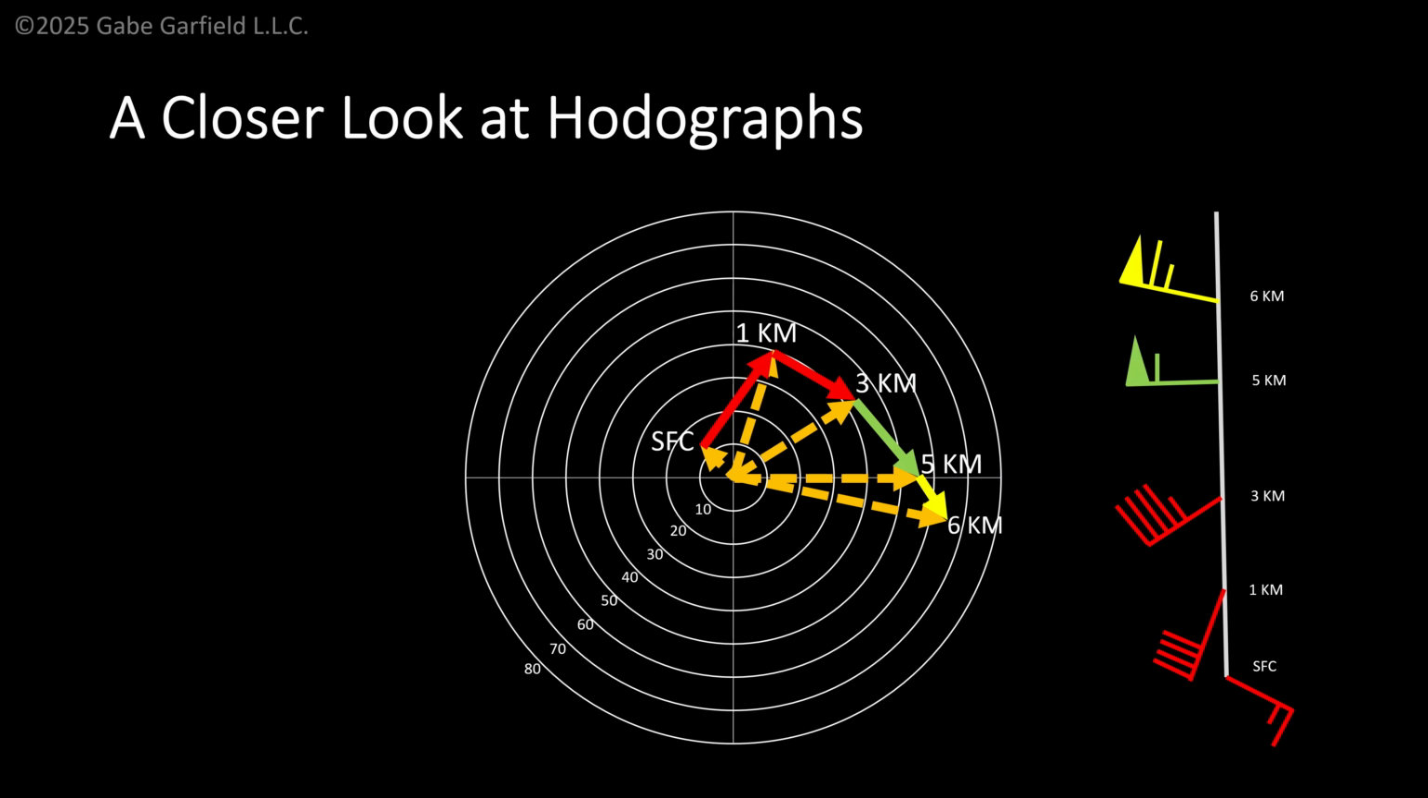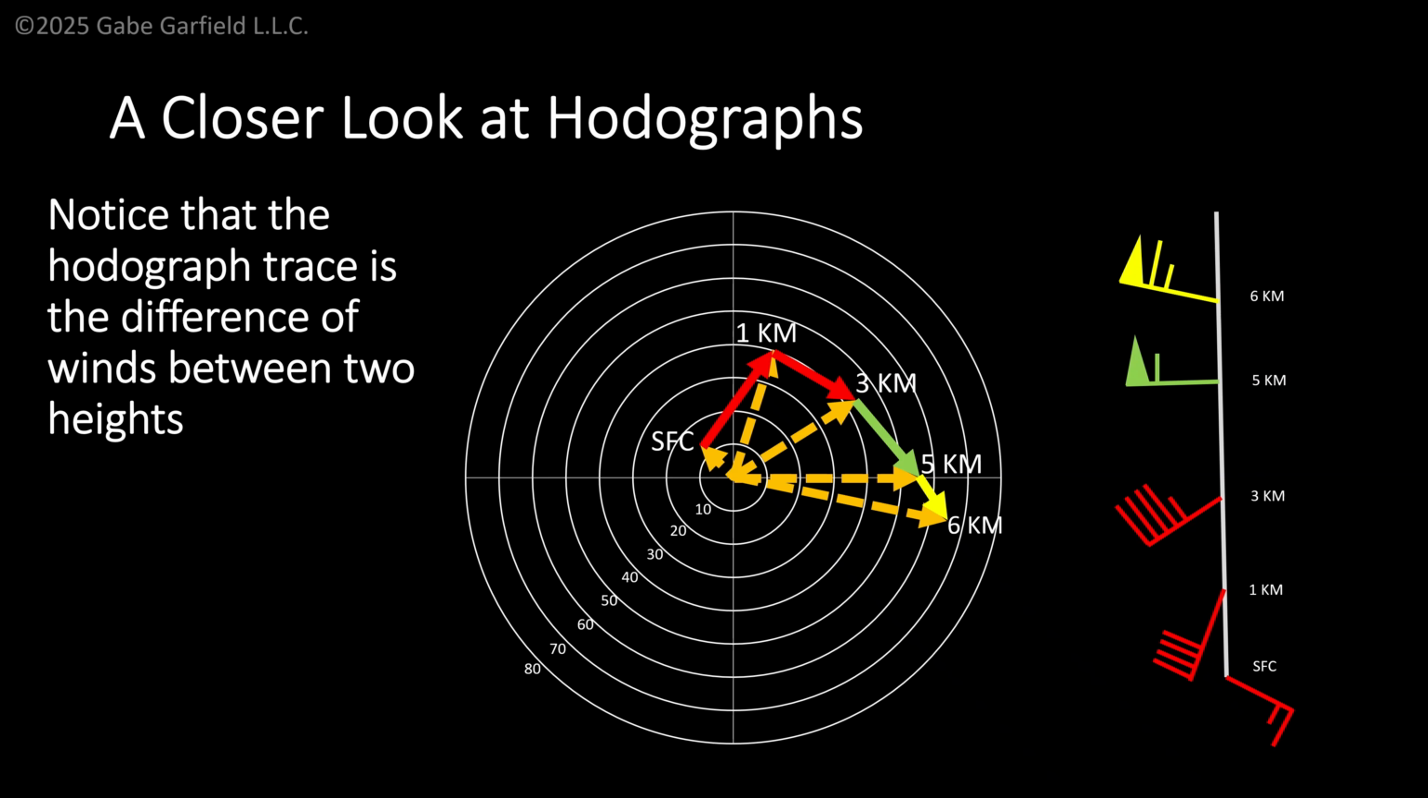So we're back to our example hodograph, and we can take a closer look. Notice that the hodograph trace is the difference of winds between 2 heights. So, for example, the surface and 1 kilometer.